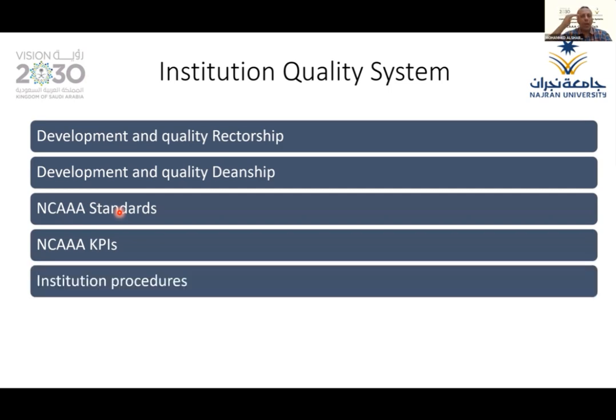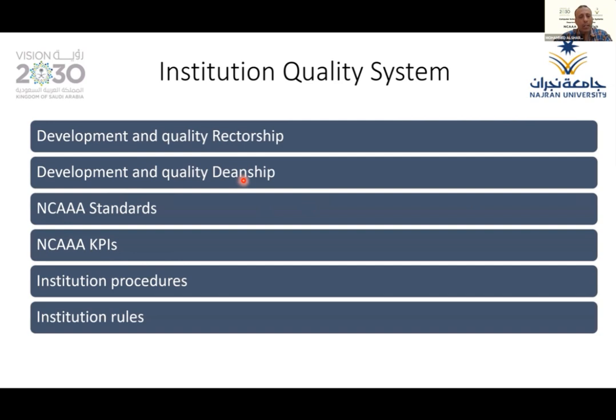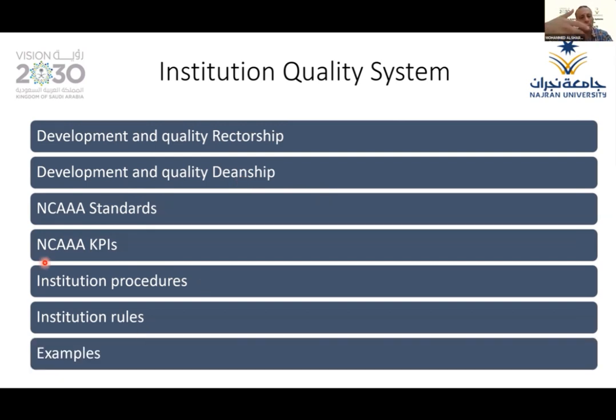So all of these, our quality system, our continuous improvement, consider all these standards, KPIs, and institutional procedures from the Deanship of Quality, the Rectorship, or from the educational rectorship, institutional rules, and so on. And we are working to provide examples of that.